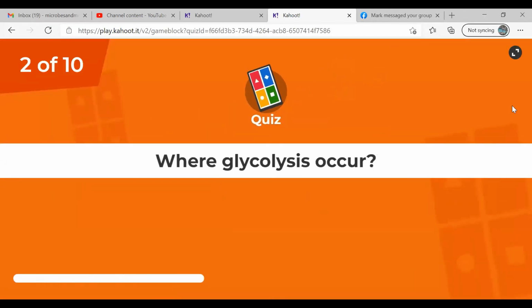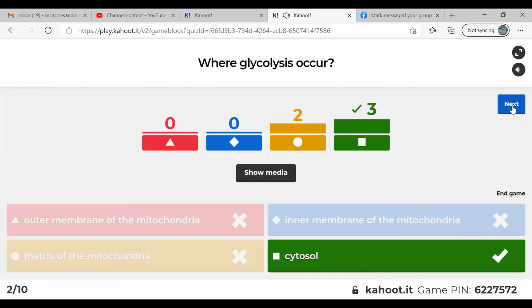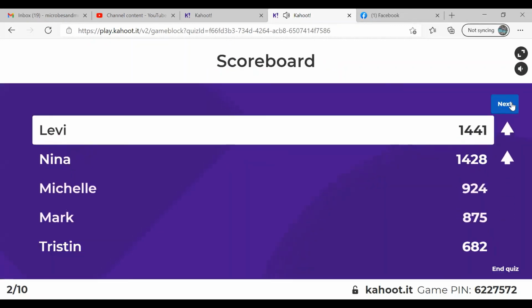Number 2, where does glycolysis occur? Missing a word in that sentence. It occurs in the cytoplasm. So glycolysis is found in all organisms, even if they don't have a mitochondria. So it occurs in the cytoplasm.